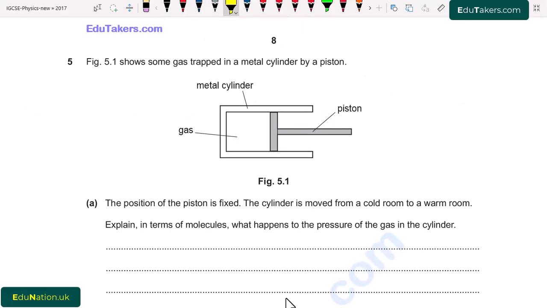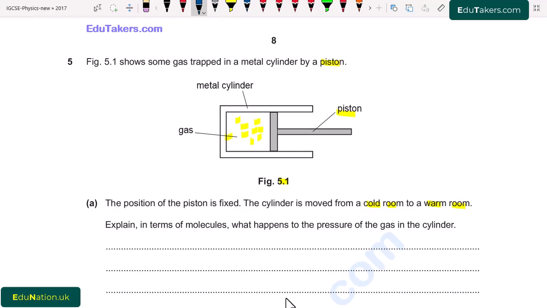Question number 5. Figure 5.1 shows some gas trapped in a metal cylinder by a piston. Here is figure 5.1, and we can see that there is a metal cylinder. Inside this there is a gas, and there is also a piston here. Part A. The position of the piston is fixed. The cylinder is moved from a cooled room to a warm room. Explain in terms of molecules what happens to the pressure of the gas in the cylinder. So first of all, here we have to explain what happens to the pressure in the cylinder.